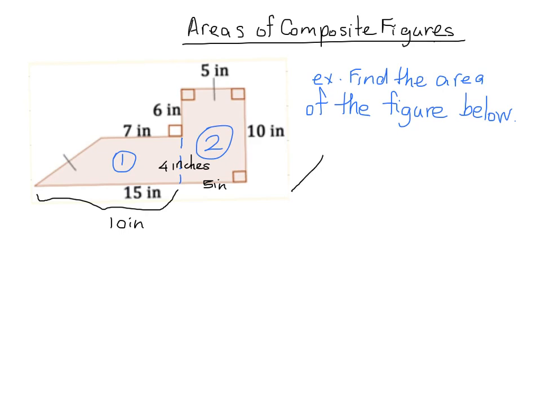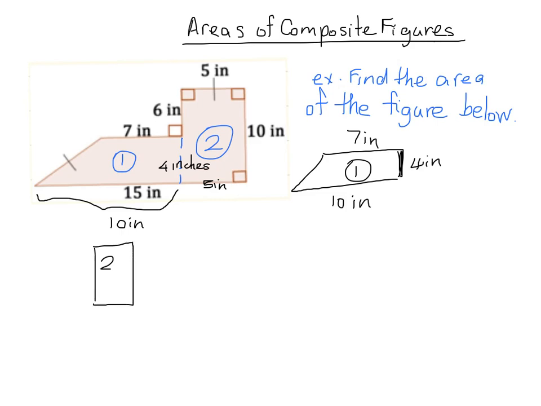All right, so now we have our dimensions for both our figures, and I'll draw both of them separately. We have the trapezoid, which has base 1, 7 inches, base 2, 10 inches, and our height is 4 inches. That is figure 1. And we have figure 2, I'll put over here, is a rectangle with a base of 5 inches and a height of 10 inches.